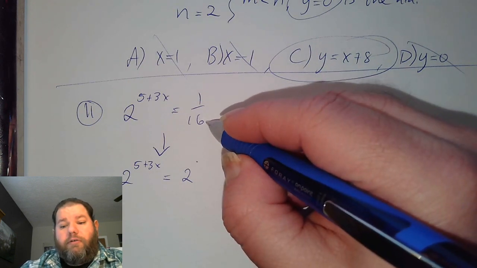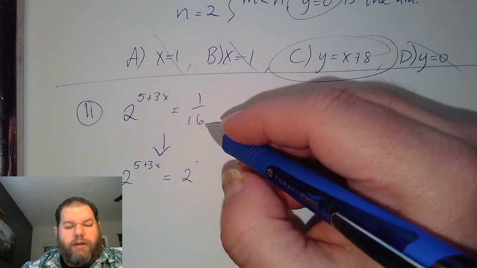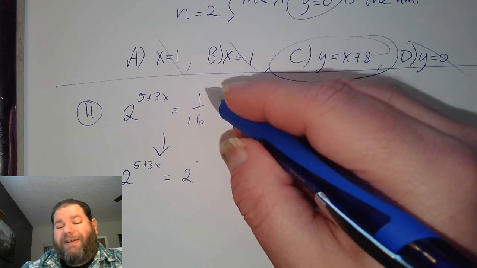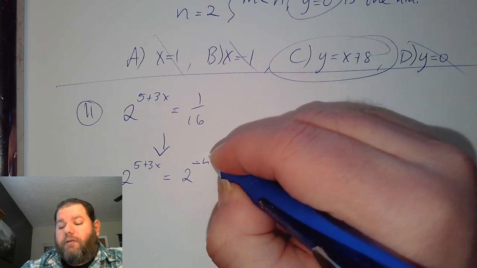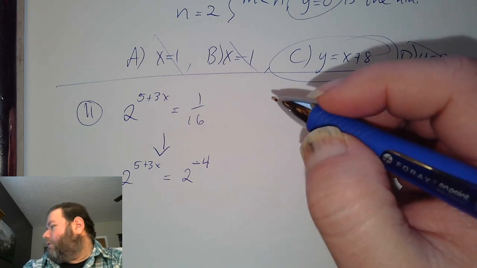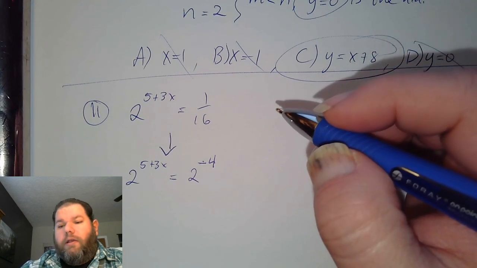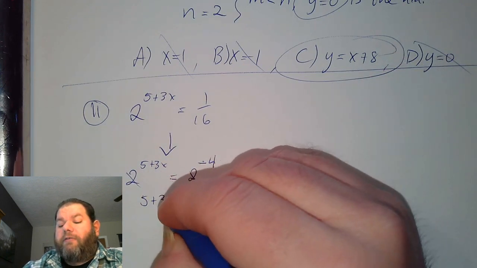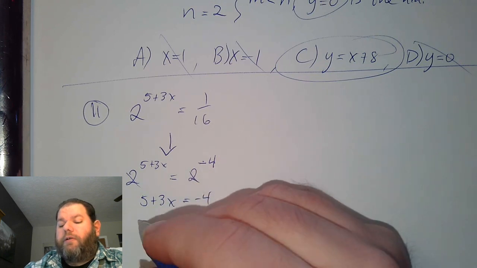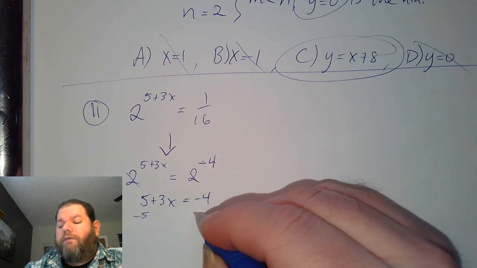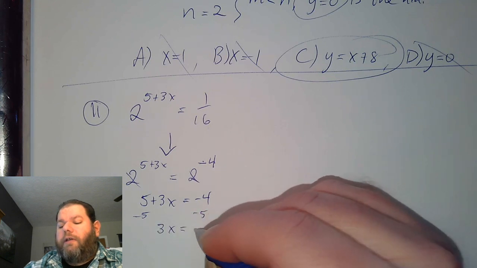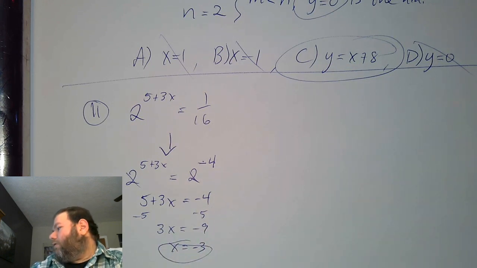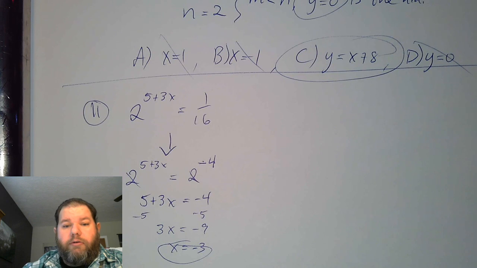We know 16 is 2 to the 4th power, and we can figure that out if we don't know for sure. But because it's 1 over 16, it's 2 to the negative 4. From here, we can get rid of the base and say 5 plus 3x equals negative 4. We can subtract the 5. The 3x is negative 9, and then divide by 3, so x is negative 3. That's one way that we can do it without a calculator.